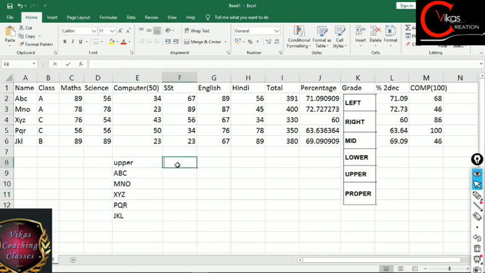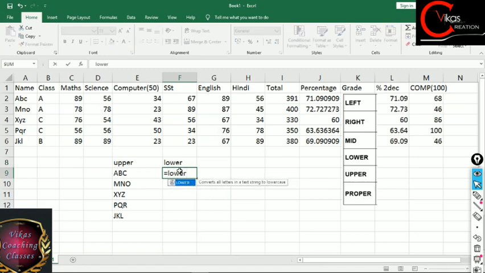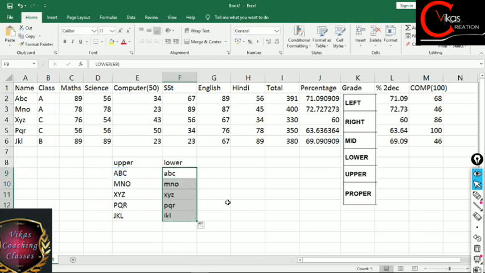Now similarly, if in case you want to get this same value in the small letters, so you can use lower function. You can write equals to lower, then select any of these values, press the enter key, select and then drop down. That's it. You can see all these values are coming in lower case now.